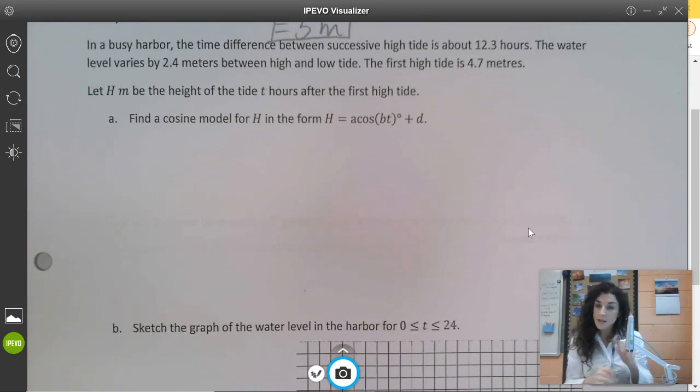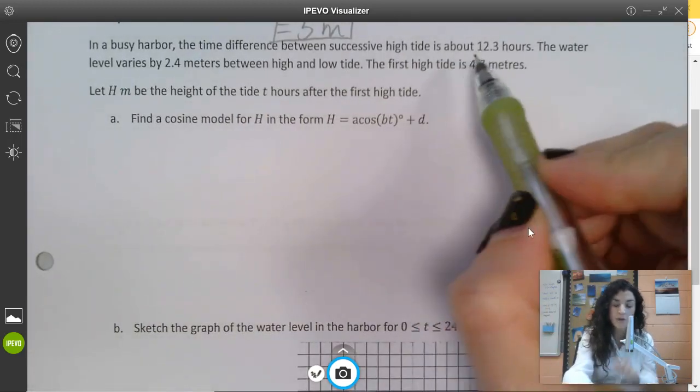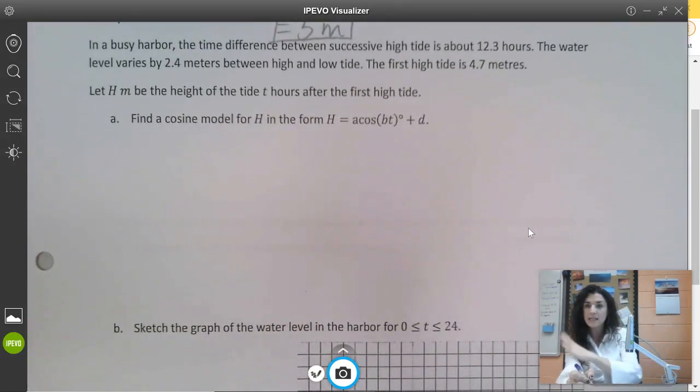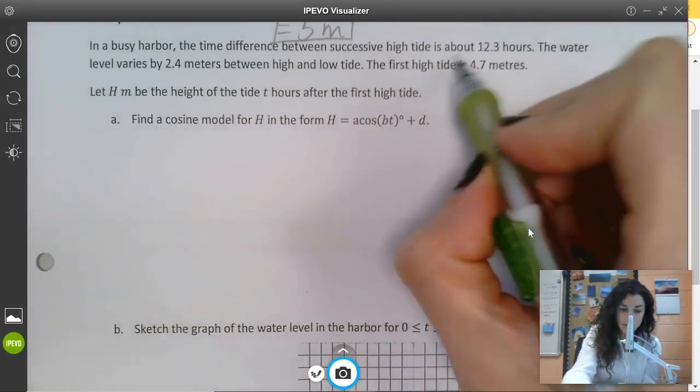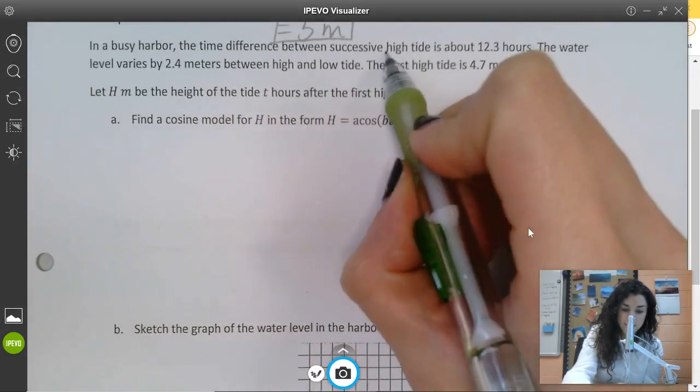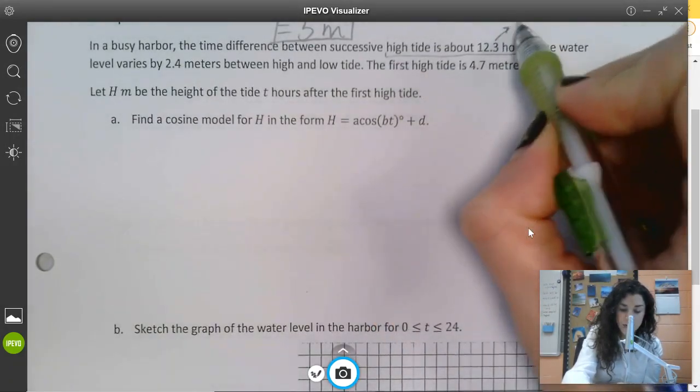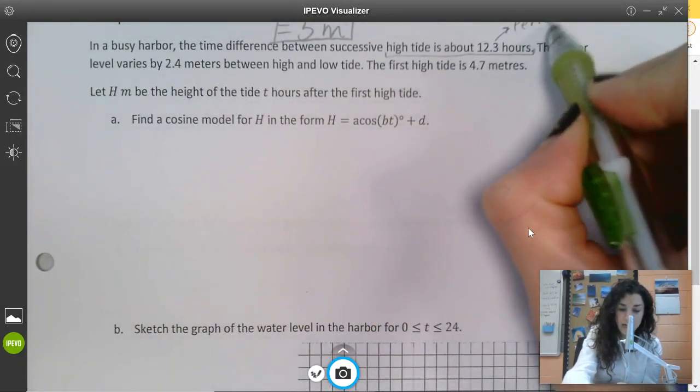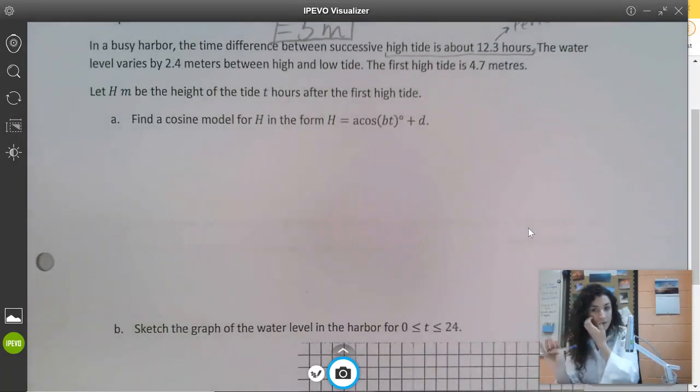So my initial thought process when I looked through this was, okay, the time difference between successive high tides is 12.3 hours. So from one high tide to the next high tide, that's 12.3 hours, which is our period, right? We can take this information and I can find the period. I can find B from that.